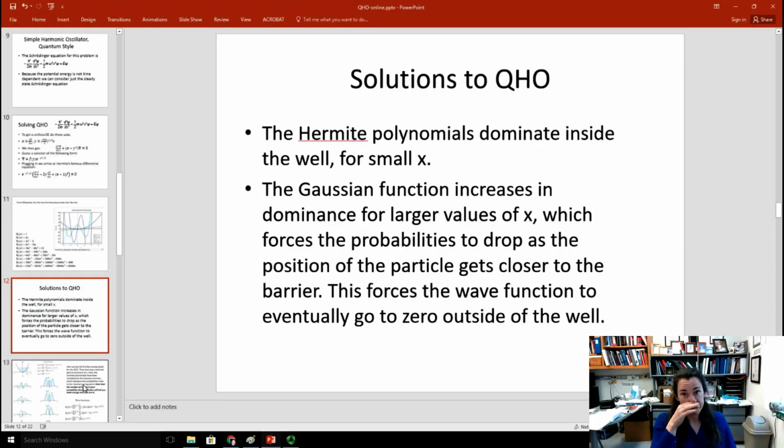So the Hermite polynomials dominate inside that potential well for small x. There's a Gaussian function on the outside, that e to the minus y squared over 2, and that multiplies the Hermite polynomials. And that helps because as your position goes infinitely far away from your equilibrium position, your probability of existing there should go to 0, right? You don't want your wave function to blow up for large values of x. And so that Gaussian function sort of damps that wave function out for large values far from the equilibrium displacements. And that helps, okay? That helps satisfy the conditions on the wave function. It forces the wave function to eventually go to 0 outside of the well, which makes sense.